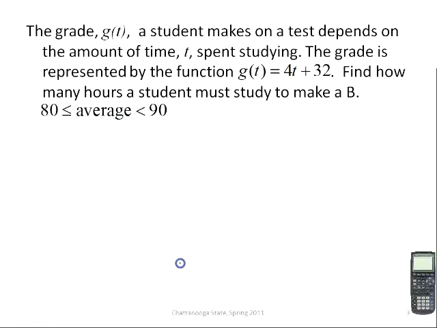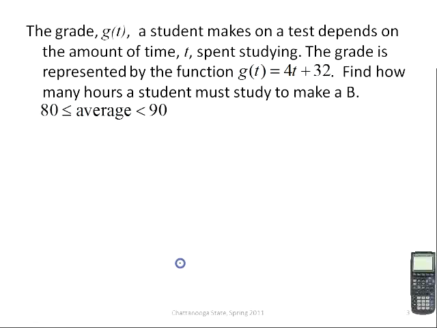Here we have a problem that involves a function that gives us the grade a student makes based on the number of hours they study. The grade g of t a student makes on a test depends on the amount of time t spent studying. The grade is represented by the function g of t equals 4t plus 32. Find how many hours a student must study in order to make a B.